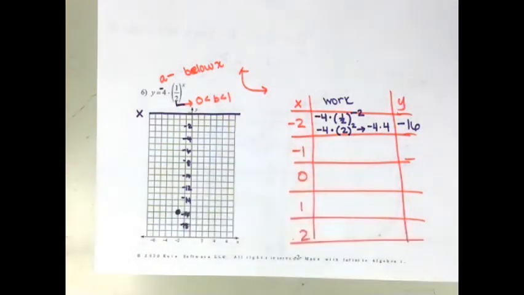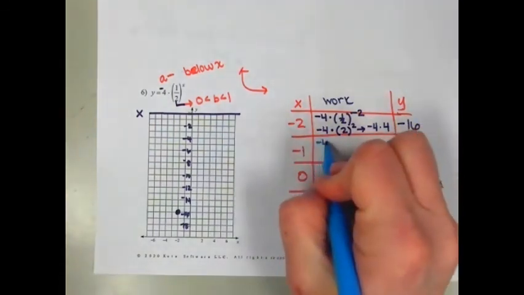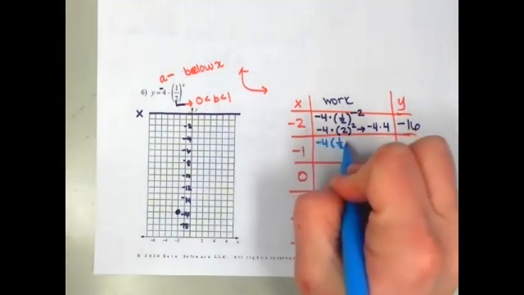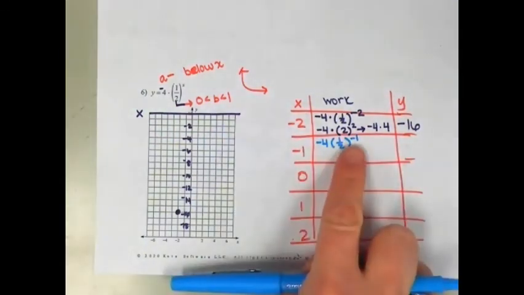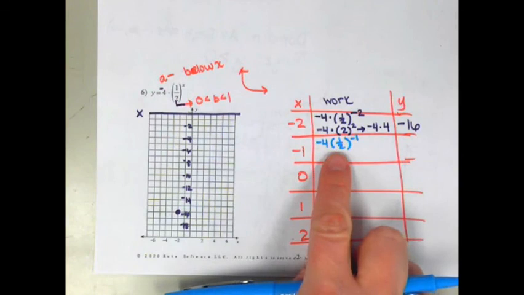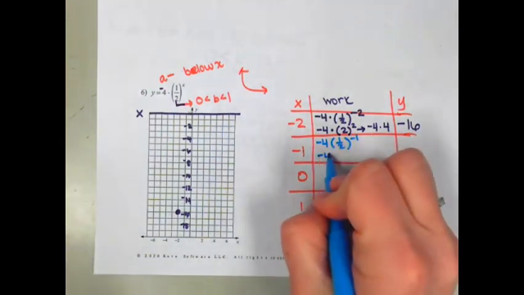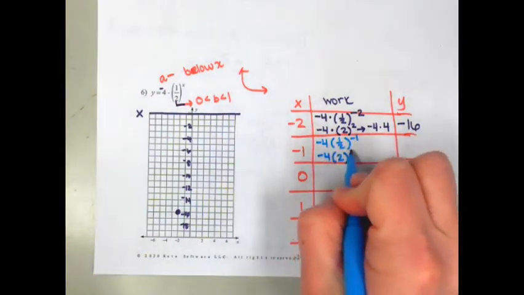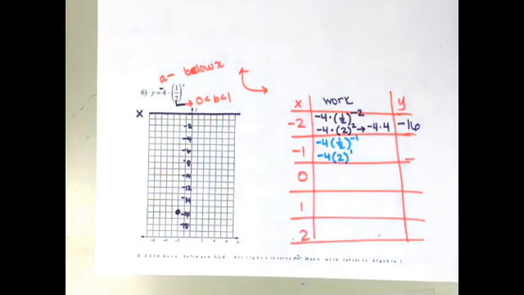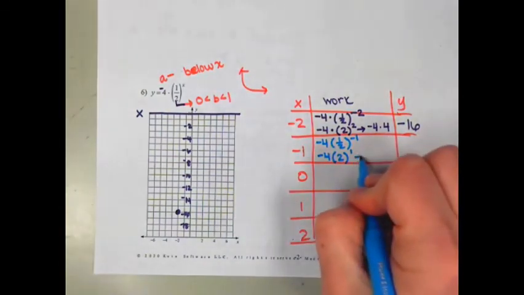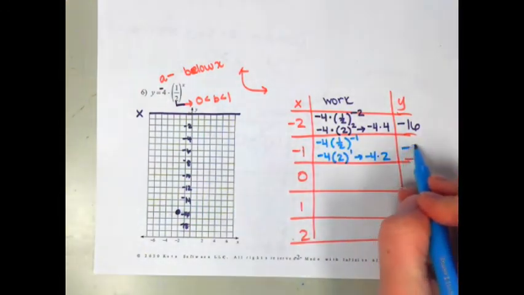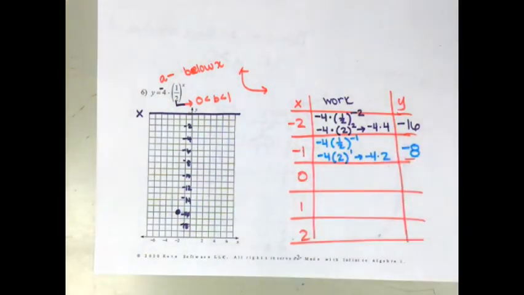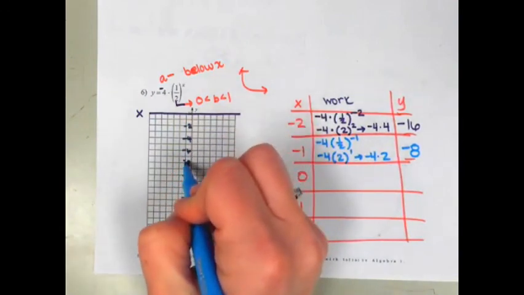All right, let's do -1. -4 times 1/2 to the -1st power. Negative exponent, so what do I have to do with this? Flip it, right? To the first. So 2 to the first is 2. And what's -4 times 2? -8, right? So -1, -8.